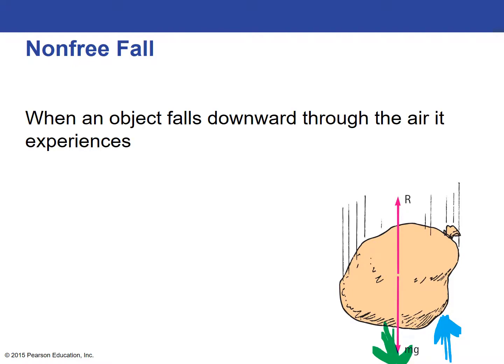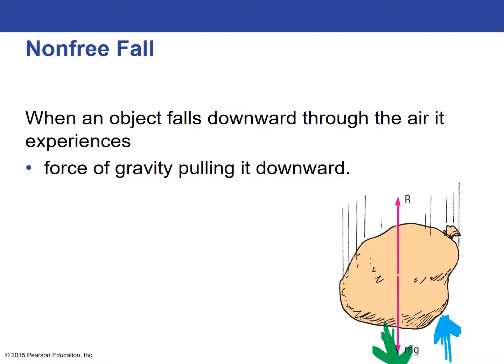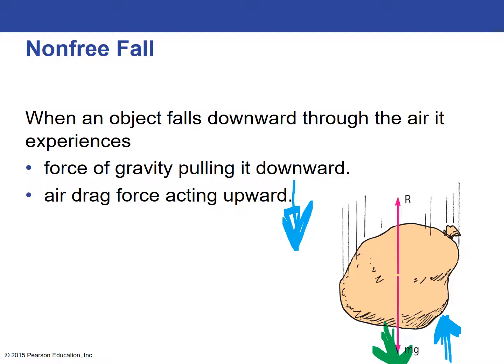So our object going downward experiences gravity pulling it downward. So the direction of that is down, and it also experiences what they're calling drag. Drag gets a little bit complicated. There are some different things going on, but it's air resistance pushing it upwards.